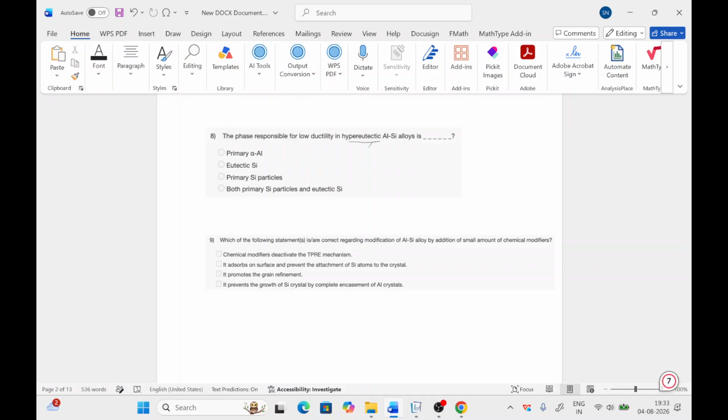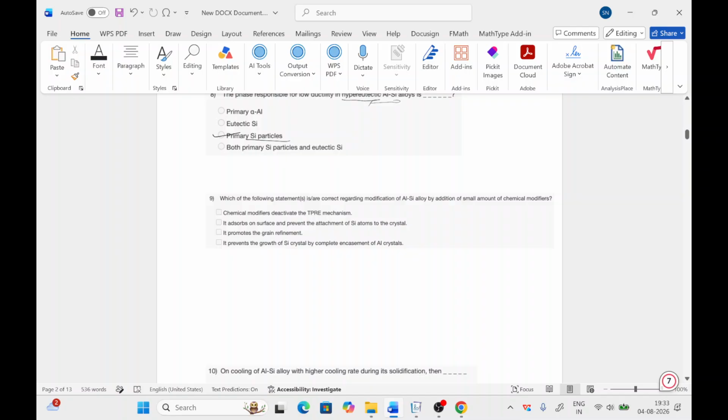So hypereutecticity: in hypereutectic aluminum silicon alloy, the primary silicon particles form in large amount. The primary silicon particles decrease the ductility because of their sharp edges, and the number of silicon particles is also high, so ductility will be low. So primary silicon particles are the correct answer.